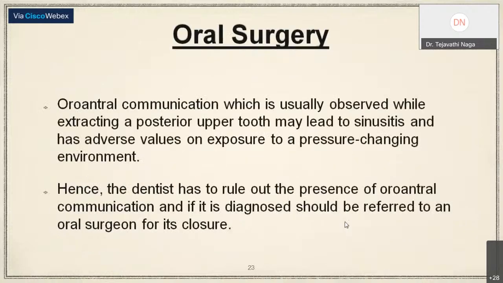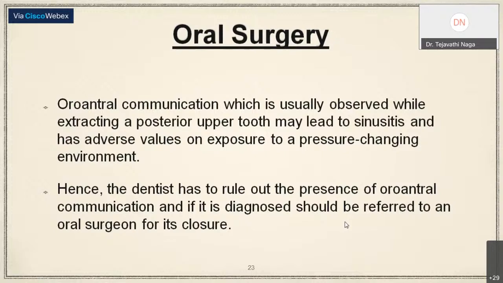Coming to oral surgery, oro-antral communication, which is usually observed by extracting a posterior upper tooth, may lead to sinusitis and has adverse effects on exposure to a pressure-changing environment. As you all know, oro-antral fistula is formed whenever you extract the maxillary posteriors. It could be your first permanent molar, second or the third molar.